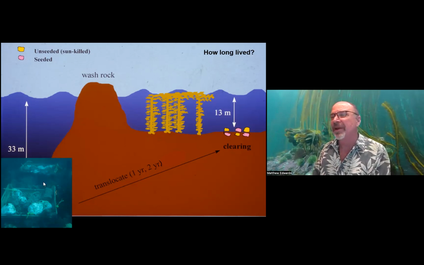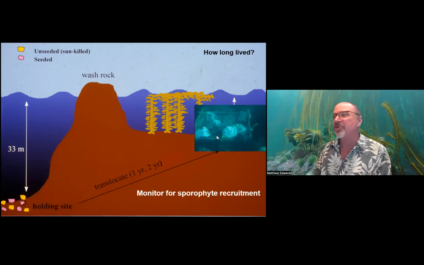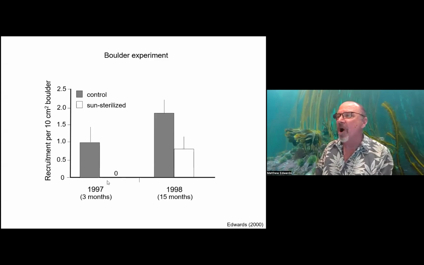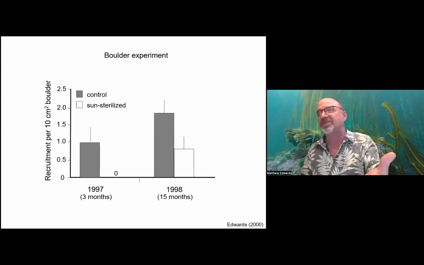We can then translocate these things up after 1 year, and then after 2 years, and then measure them for sporophyte recruitment. And the take home is after the first year, this is about 3 months in the field, no recruitment on the sterilized ones, heavy recruitment on the other ones. Not surprising, it's the exact same result we got from the bleaching, the sterilization bleach tents.